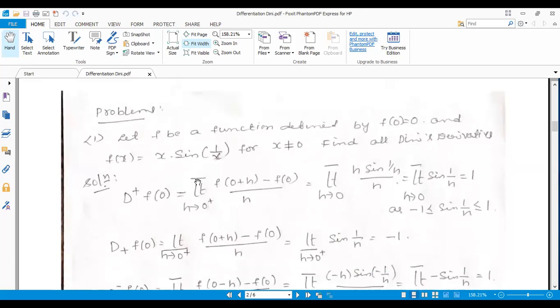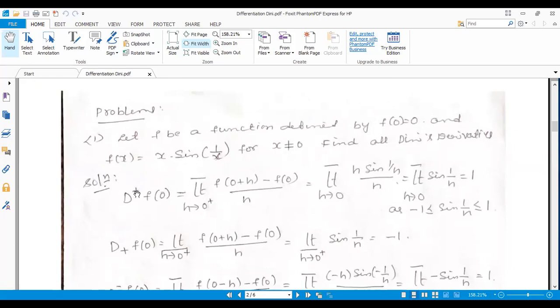Let f be a function defined by f(0) = 0 and f(x) = x sin(1/x) for x nonzero. Then find all the Dini derivatives. We can start with one by one.